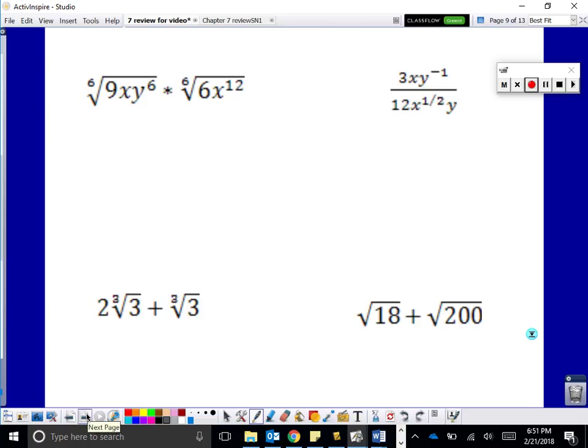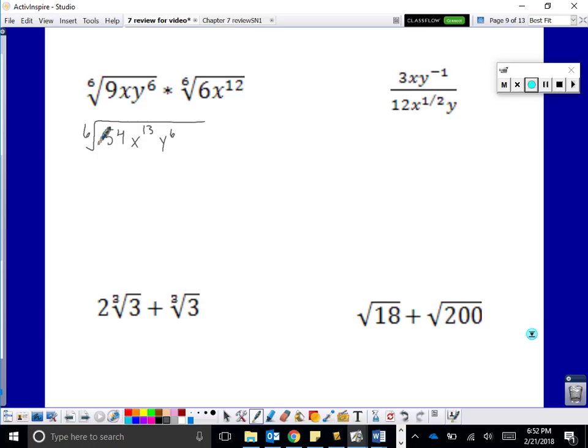Moving on, here I've got the 6th root of 9xy to the 6th times the 6th root of 6x to the 12th. First thing I notice is the indices are the same, so let's combine this into one radical right off the bat. So 9 times 6 is 54. x times x to the 12th is x to the 13th. y to the 6th times nothing is y to the 6th.